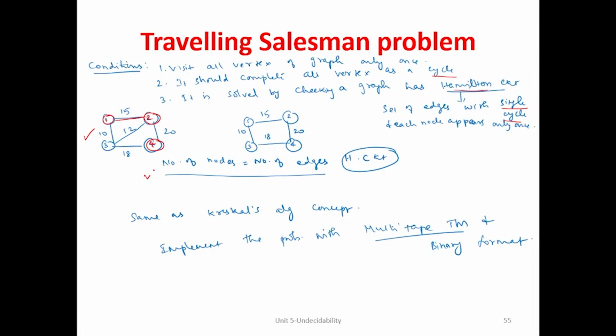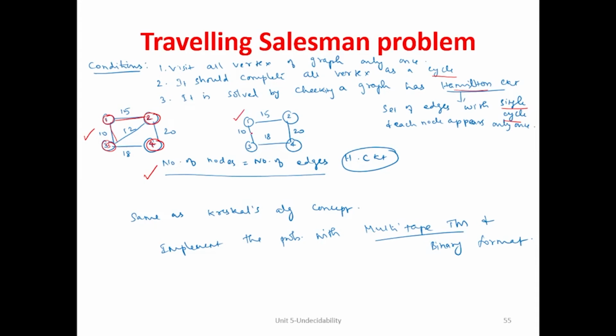Another condition for a Hamilton circuit is that, if you draw one, the number of nodes and the number of edges should be equal. If you consider this graph, there are 4 nodes, namely 1, 2, 3, 4. If I want to draw a Hamilton circuit, the only one is 1 to 2, 2 to 4, 4 to 3, and 3 to 1. This is a Hamilton circuit.